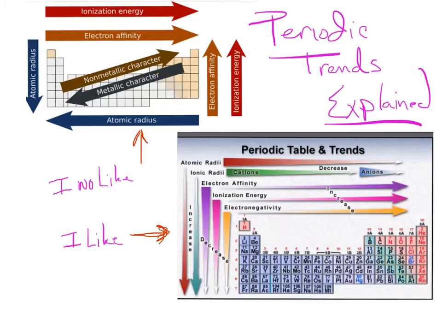Okay, all the arrows in this diagram are going in a uniform direction. When we start talking about periodic trends, typically we talk about going across a row, and going across a row goes from left to right. And we talk about going down a column. And in this diagram up here, we've got arrows going all over the place. And so I'm going to ignore that.